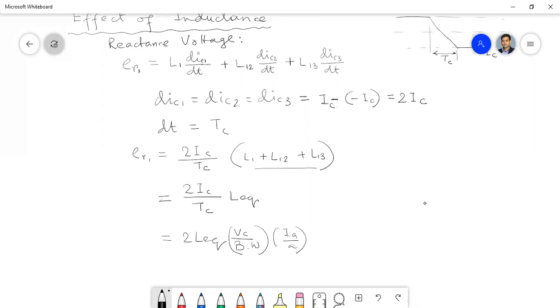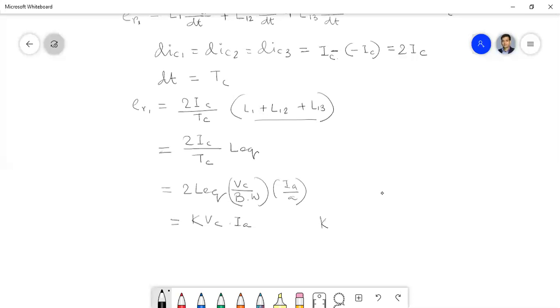So is it clear? That means we can write some constant K into VC into IA. All these constants will come under K. So K equals 2L EQ divided by BW into A. So this is the expression of reactance voltage.